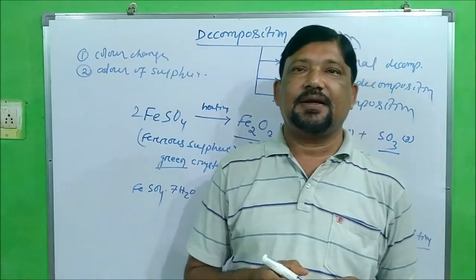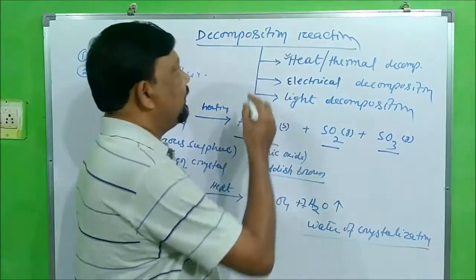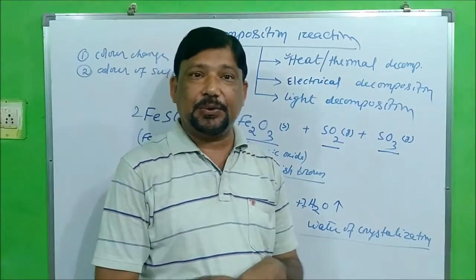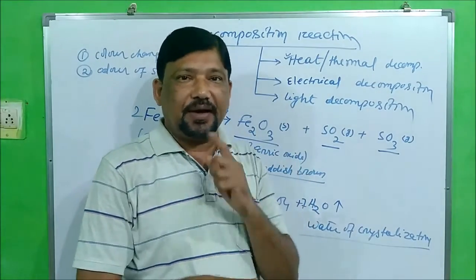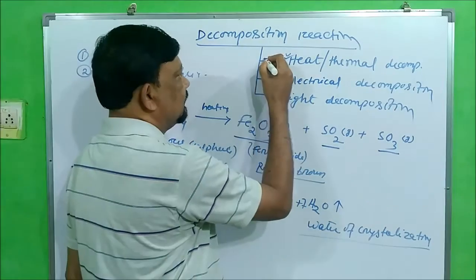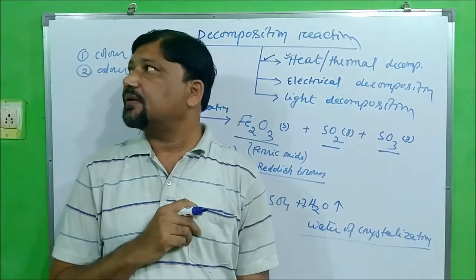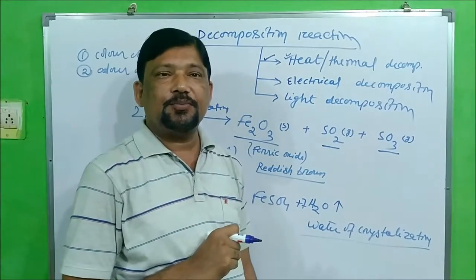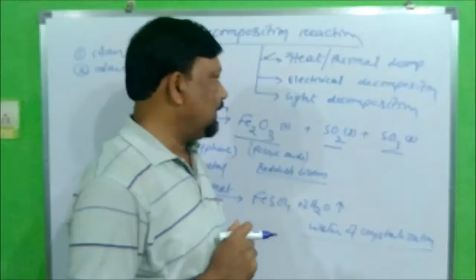So next reaction is decomposition reaction. Depending on the form of energy required to decompose or break down a chemical compound, the decomposition reaction is of three types. Number one, thermal decomposition. Number two, electrical decomposition, where electricity is required.